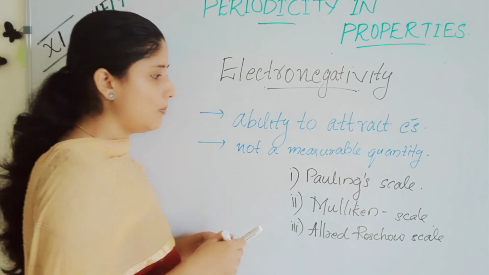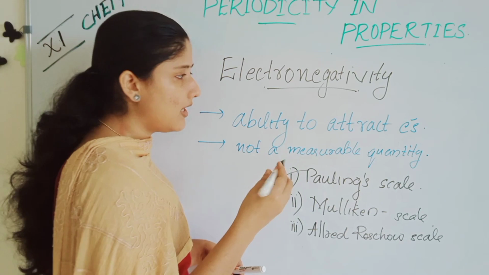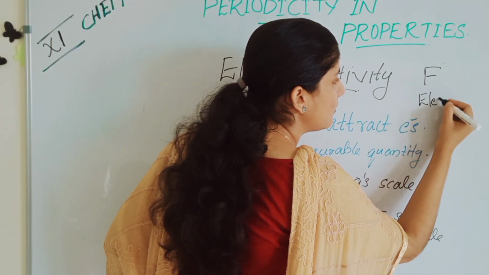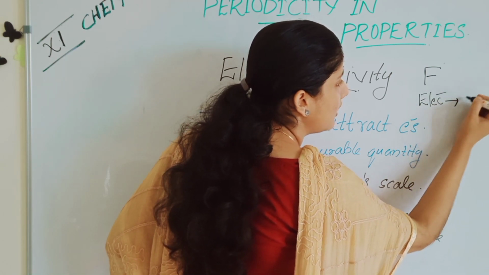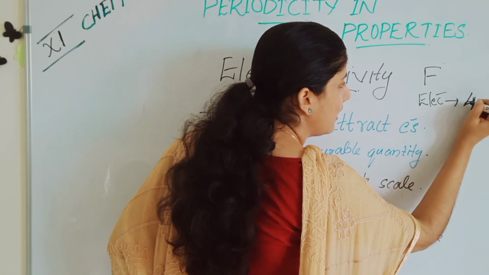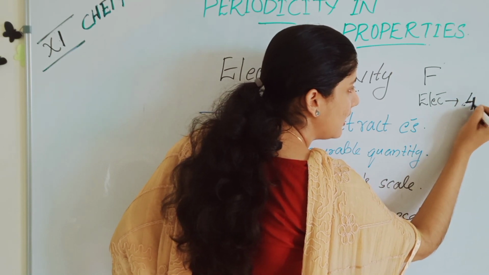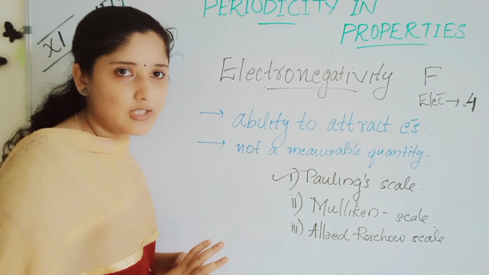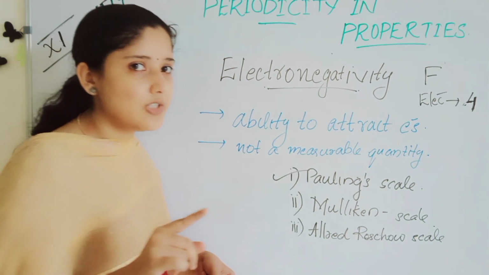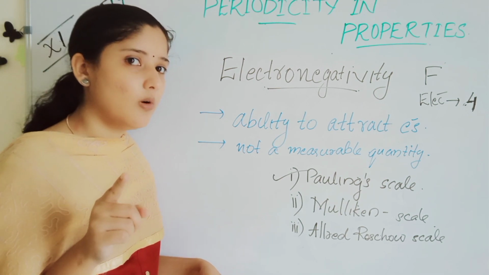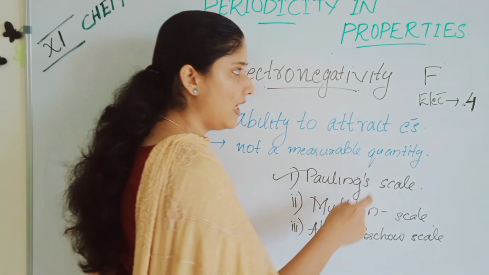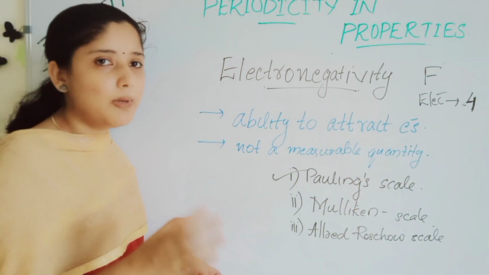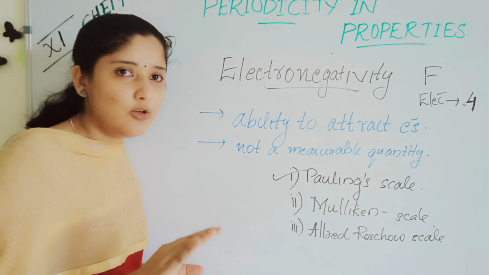In the Pauling scale, the electronegativity of fluorine is considered to be 4, and we compare the other elements with the electronegativity of fluorine. Fluorine is the element with the highest electronegativity. But remember that the element with the highest electron gain enthalpy is chlorine. So in the Pauling scale, they consider fluorine as the element with the highest electronegativity and compare the other elements with the value of fluorine.